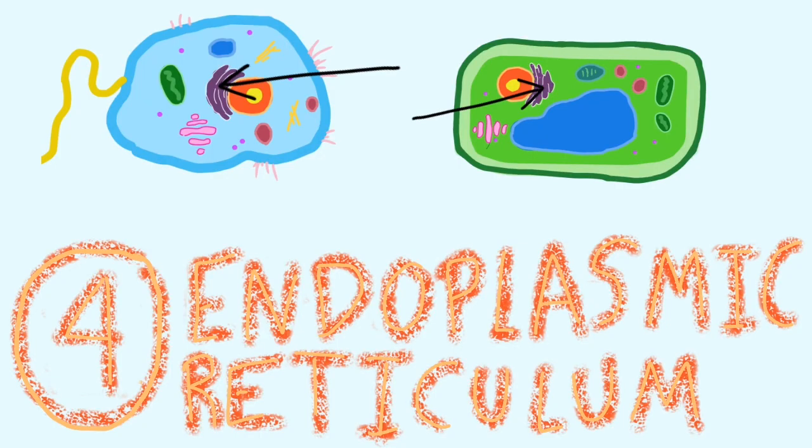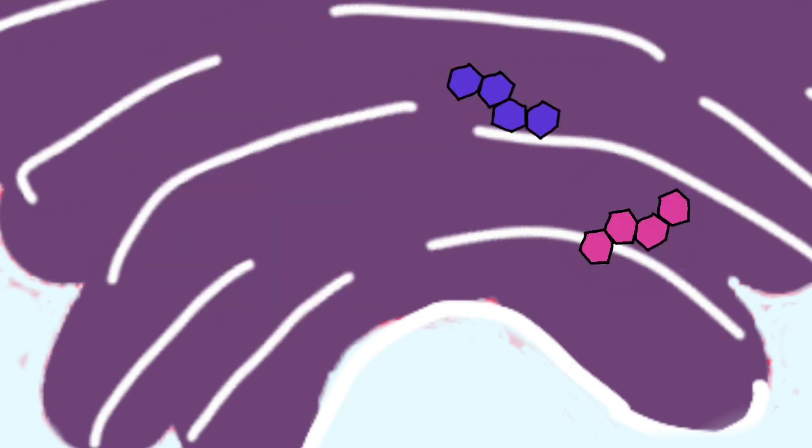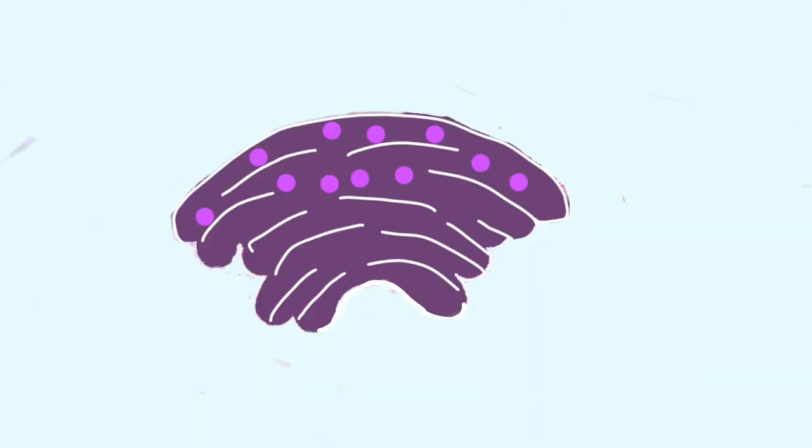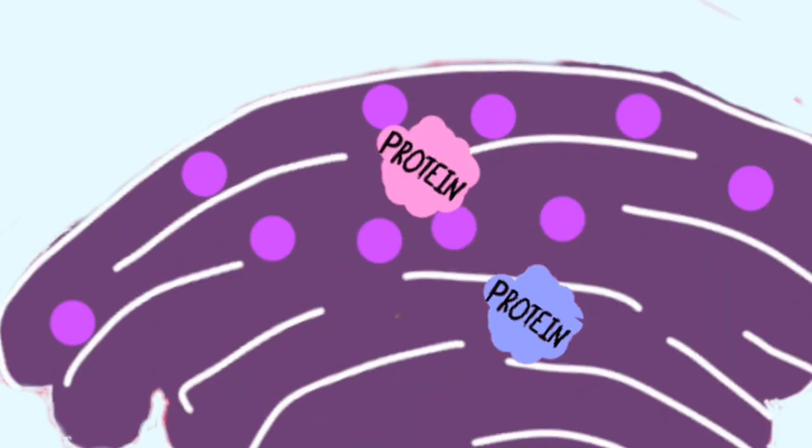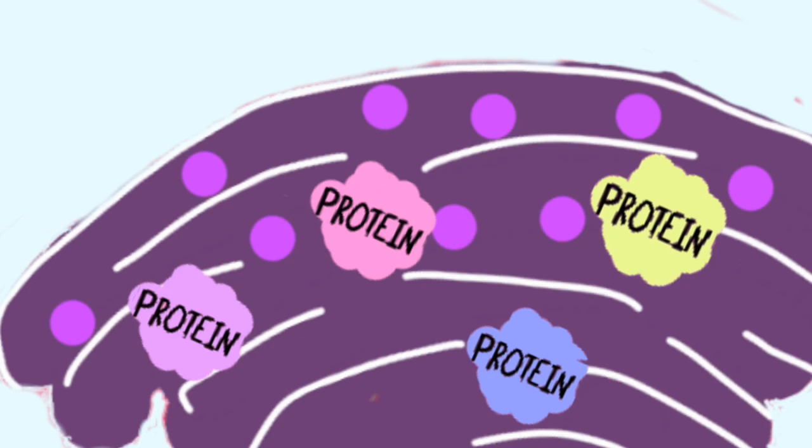There are two distinct regions of the endoplasmic reticulum. First, we have the smooth ER, which does not contain ribosomes. It aids in detoxification of the cell and even synthesizes lipids. Meanwhile, the rough ER does have ribosomes, so it aids in protein synthesis and folding.